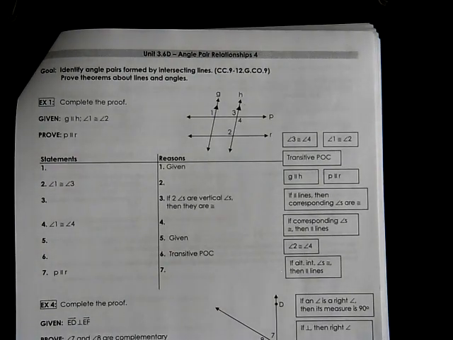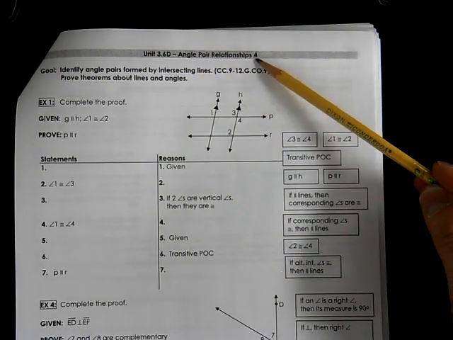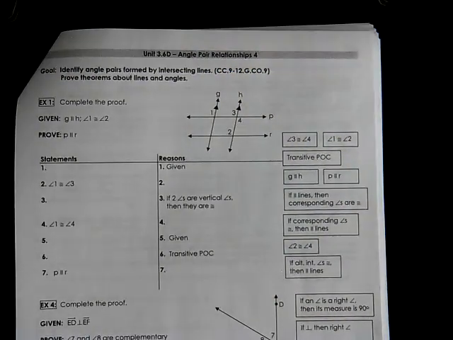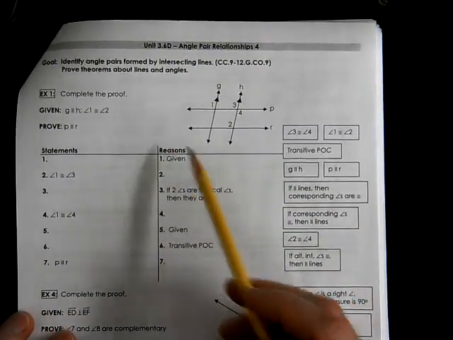This is Geometry 3.6D. We're talking about angle pair relationships, day 4. So here we're talking more about proofs. How do these geometry proofs work?